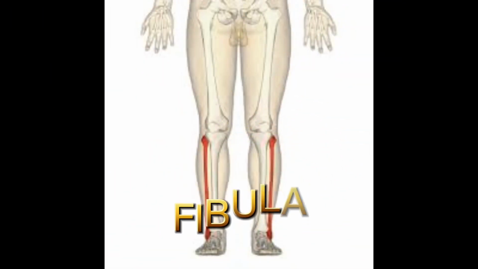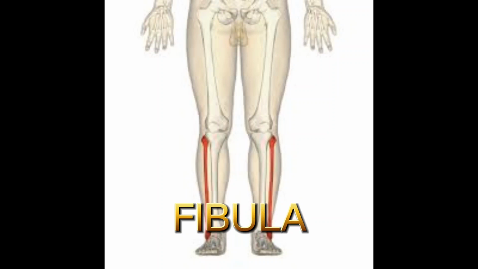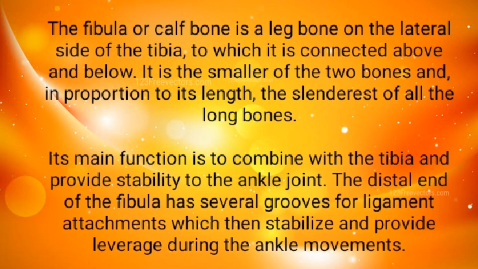The twelfth part of the skeletal system is the fibula bone. The fibula, or calf bone, is a leg bone on the lateral side of the tibia, to which it is connected above and below. It is the smaller of the two bones and, in proportion to its length, the slenderest of all the long bones. Its main function is to combine with the tibia to provide stability to the ankle joint. The distal end of the fibula has several grooves for ligament attachments, which then stabilize and provide leverage during ankle movements.